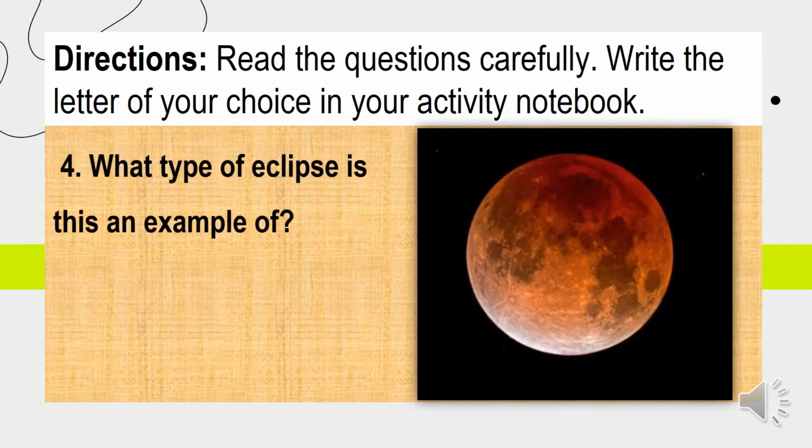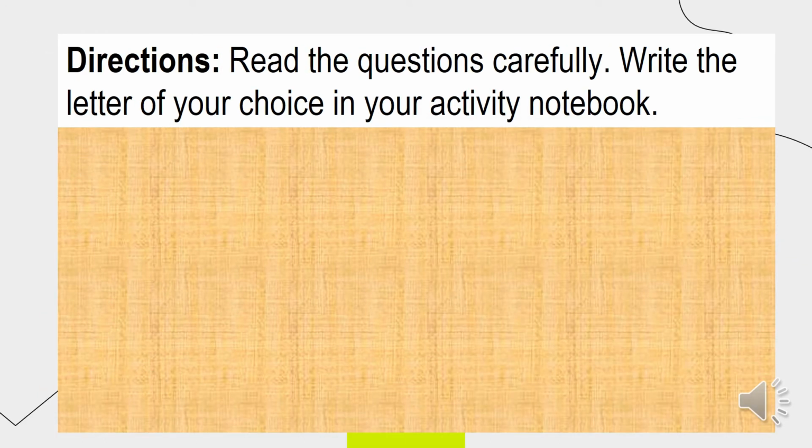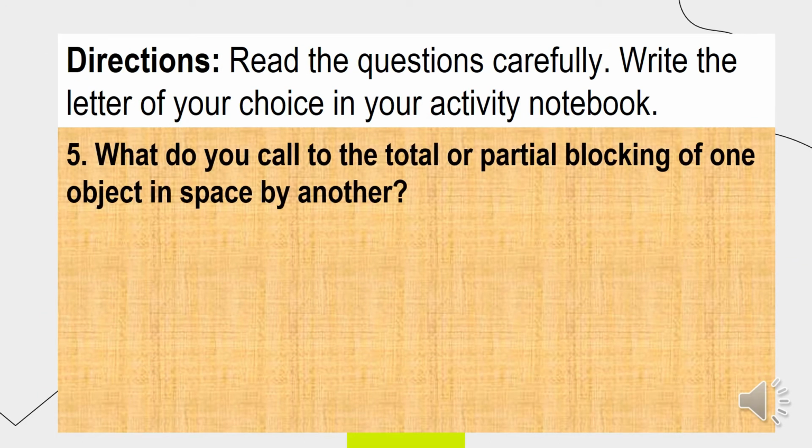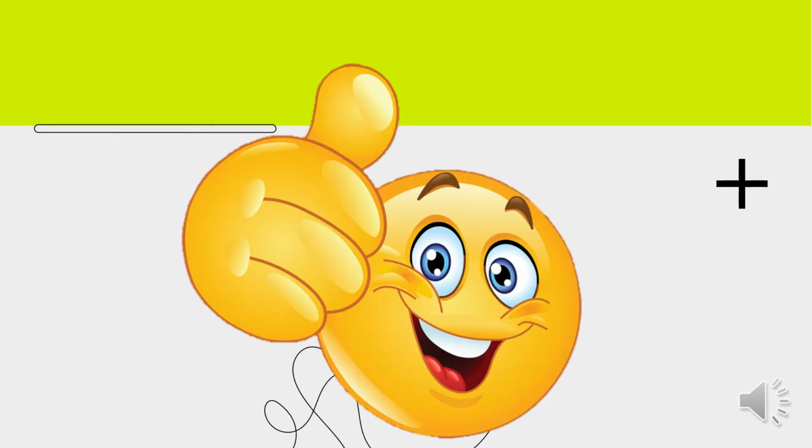4. What type of eclipse is this an example of? A. Lunar. B. Partial. C. Solar. D. Total. 5. What do you call to the total or partial blocking of one object in space by another? A. Eclipse. B. Orbit. C. Penumbra. D. Umbra. Great job, learners! You're done answering the pre-test.